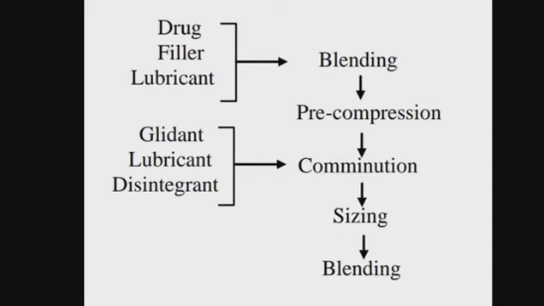This is a flow chart of steps involved in dry granulation. The drug, filler and lubricant act in the blending, and after blending is done, the next step is pre-compression. Then there is the process of comminution, in which glidant, lubricant and disintegrant are added. After comminution, sizing is done, and after sizing, blending is done again.